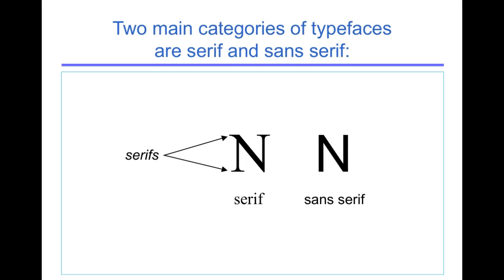Sans means without. So without serif, without the little lines. And without the lines, what that does is it allows you to just focus on the individual letters. So what you need to know about this is that serif fonts allow the readers to connect the words together. So if you're reading a paragraph of text, you want to use a serif font.